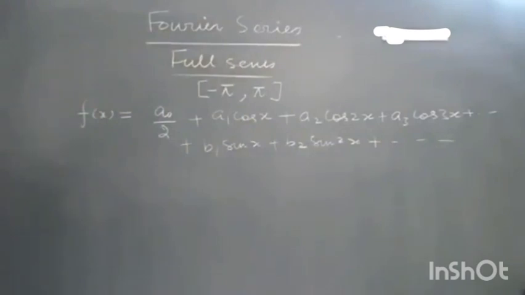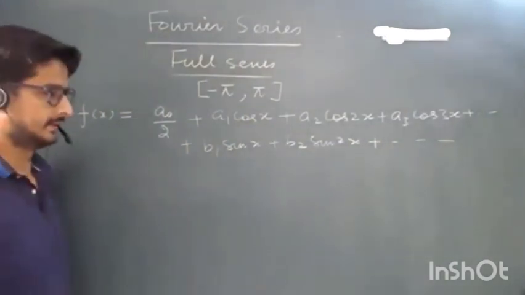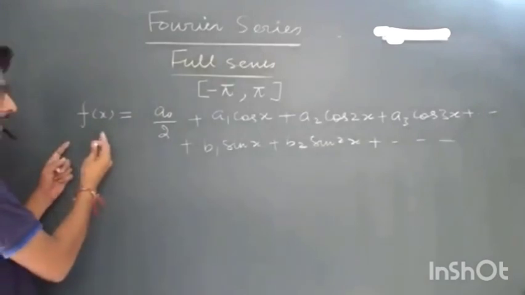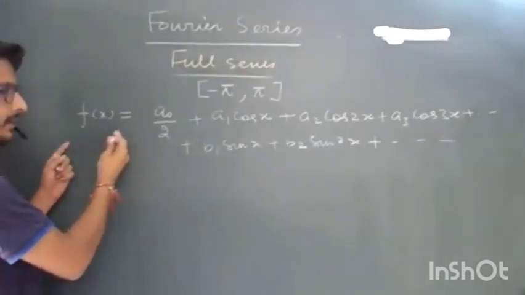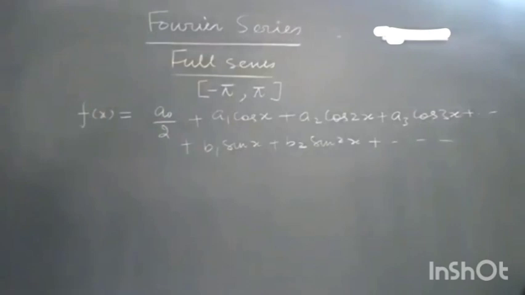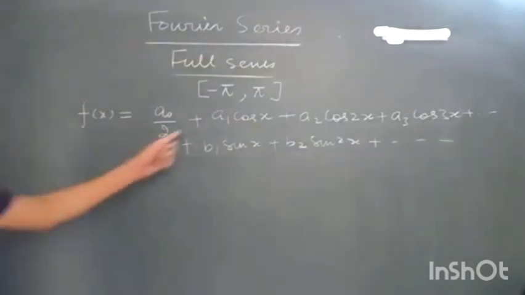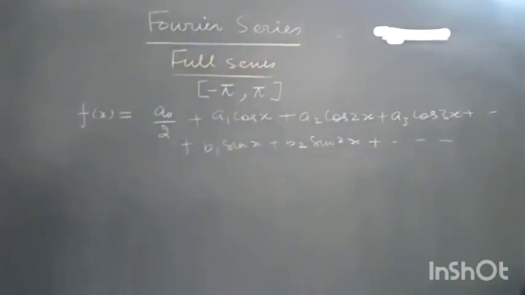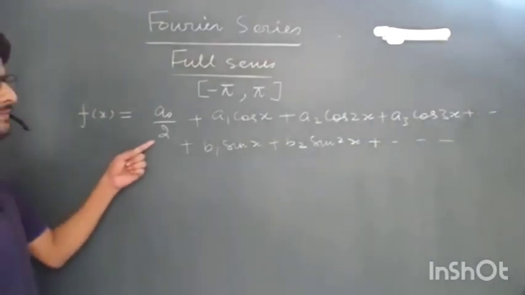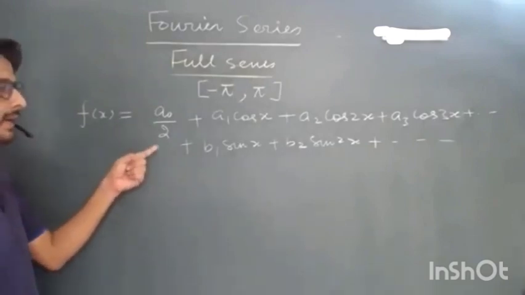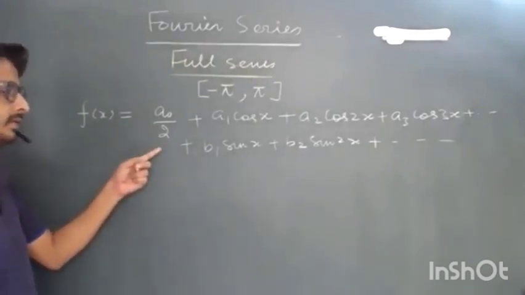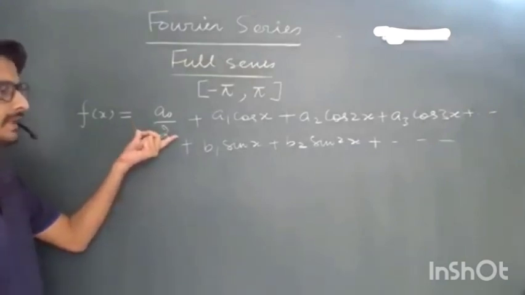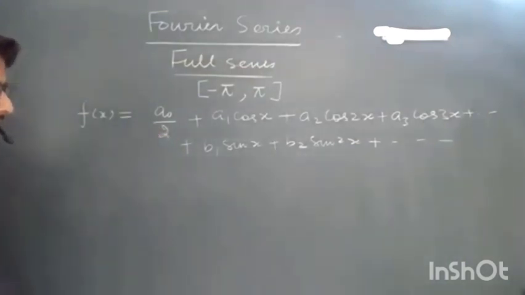Okay, so this is the Fourier series. You have a function f(x), and you have written this function in the form of sine and cosine, all possible harmonics, because you are considering cos x, cos 2x, cos 3x, then sin x, sin 2x, sin 3x. And the first term we take a naught by 2, or we may take a naught also. A naught by 2 we take for simplicity, I will tell you in some time.